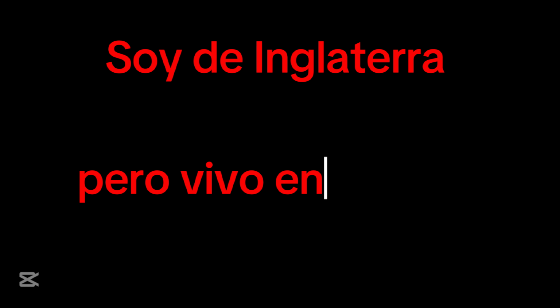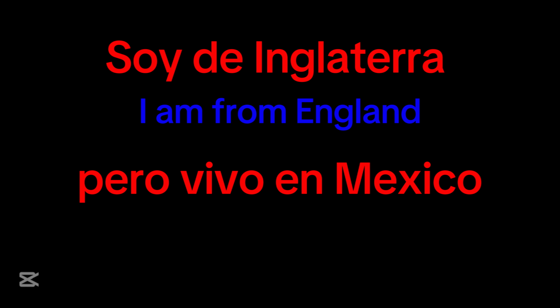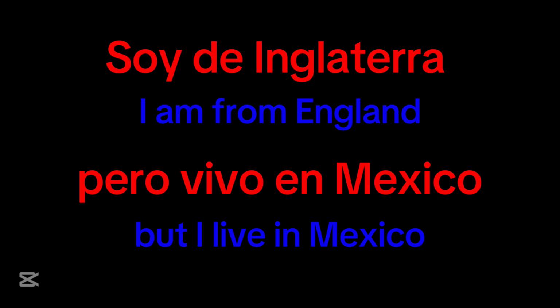If you're from Germany, Soy de Alemania. Soy de Alemania. Now, perhaps it's the case that you're from a certain country, but you're actually living in a different one. In this case, you would use vivo en, which means I live in. So for example, you could say Soy de Inglaterra, pero vivo en México. I am from England, but I live in Mexico. You can hear that the V in Spanish is pronounced more like a B, vivo. It's not vivo, it's vivo. Okay, now it doesn't even sound like a real word.